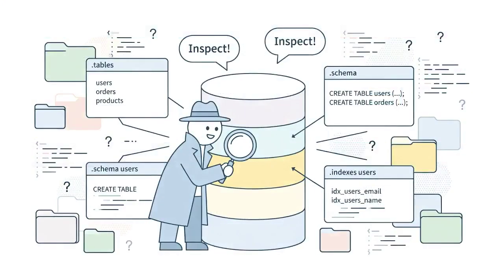Inspection commands let you explore a database without writing SQL queries. .tables lists every table in the database. .schema dumps the full create table statements for everything. .schema followed by a table name shows just that one table's definition. And .indexes followed by a table name lists every index attached to it.